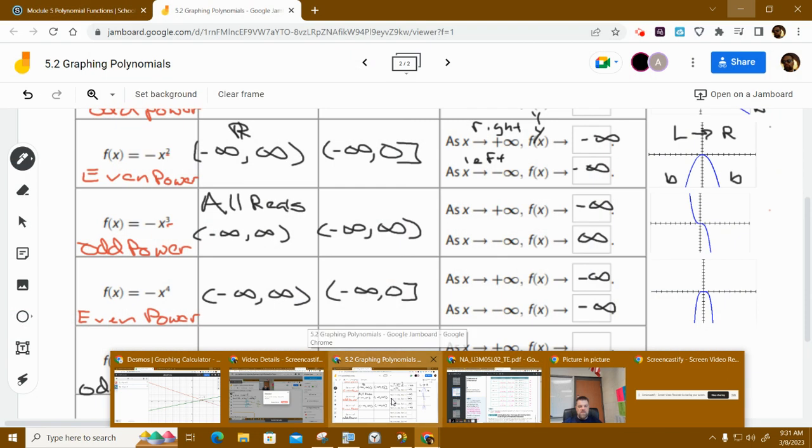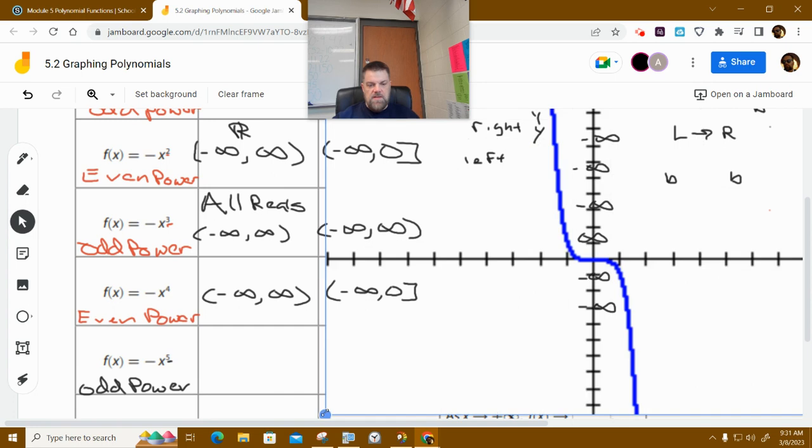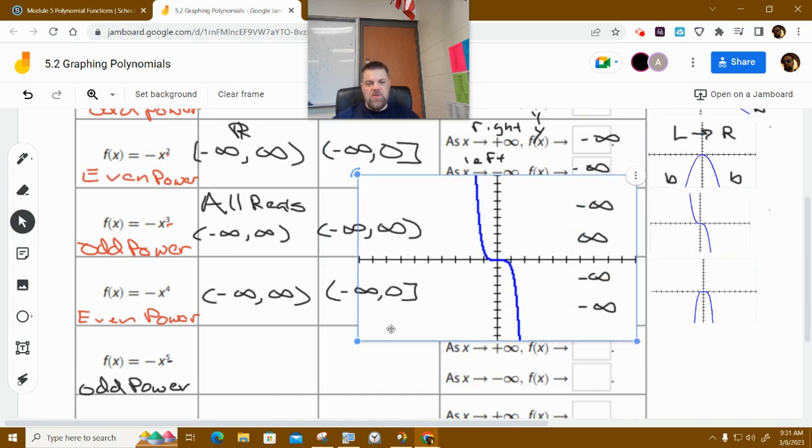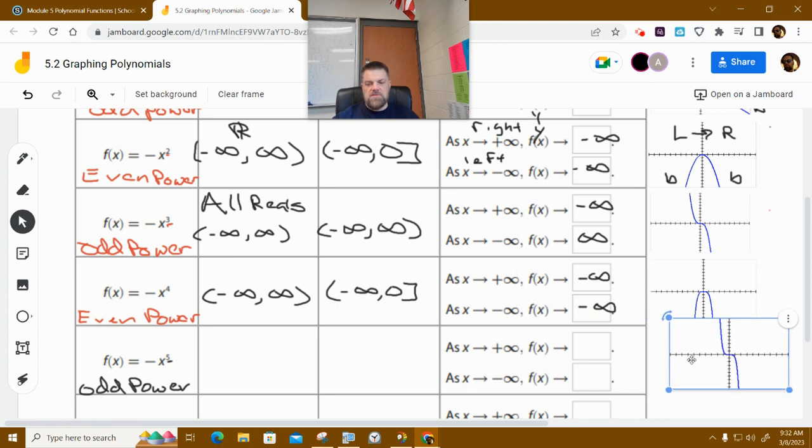Now I gotta remember where I was. There we are. So yeah, this just looks very similar to the other odd power, except it's not as rounded, right? This one is a little more boxy in the corners. Does that make sense? So if I compare this to this one, it's a little boxier.